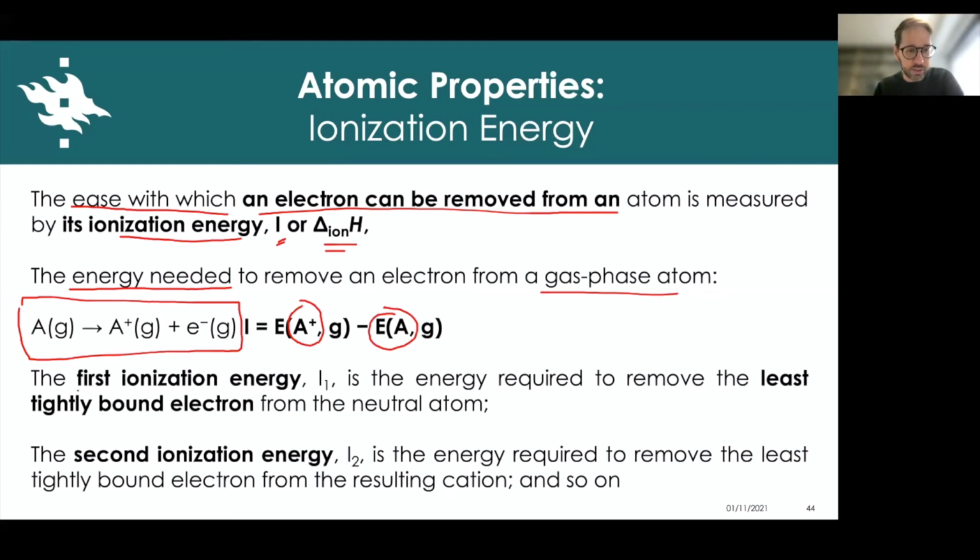So the first ionization energy refers to the energy required to remove the least tightly bound electron from the neutral atom, so the outermost electron of a neutral atom. Similarly, the second ionization energy refers to the energy required to remove the least tightly bound electron from the resulting cation, or the outermost electron of the resulting cation, and so on for the third and so forth.